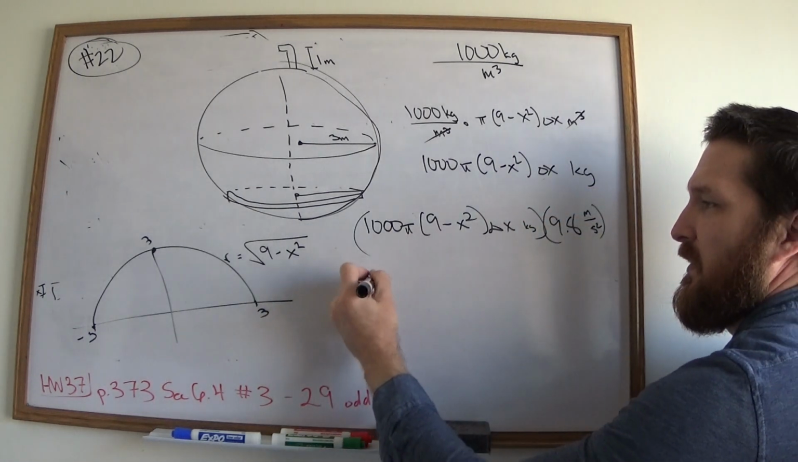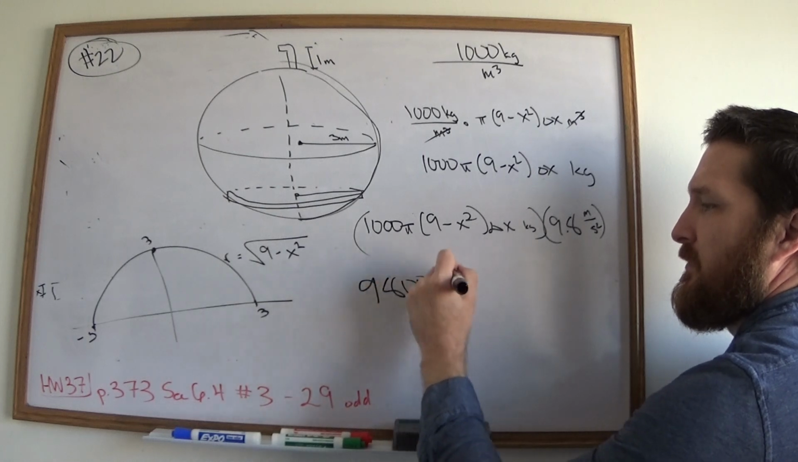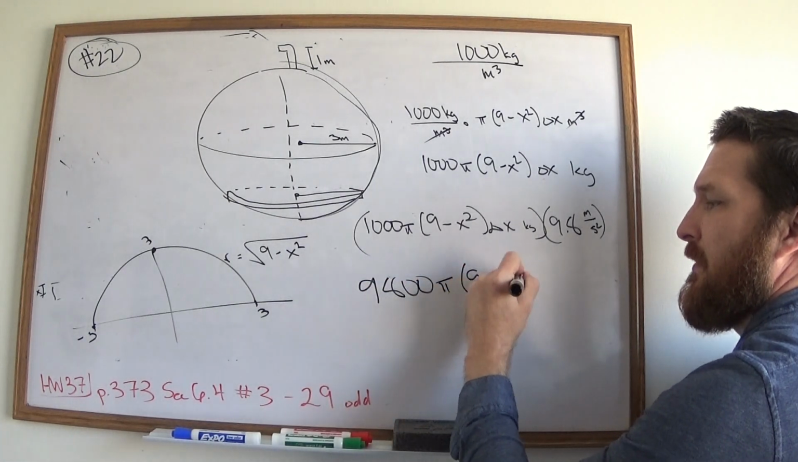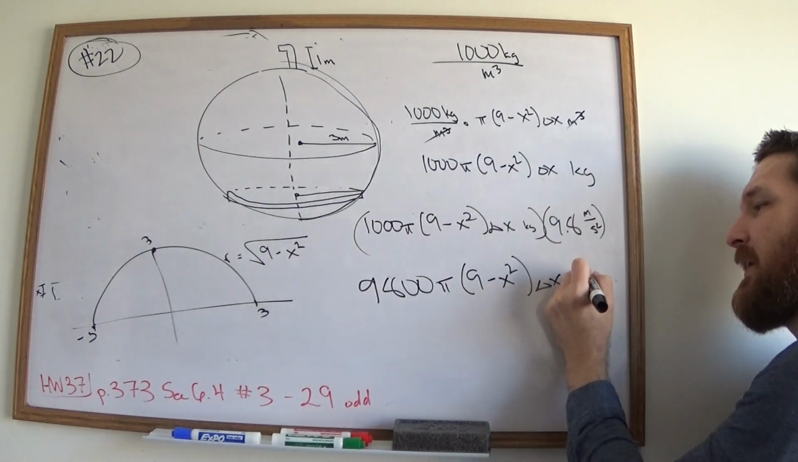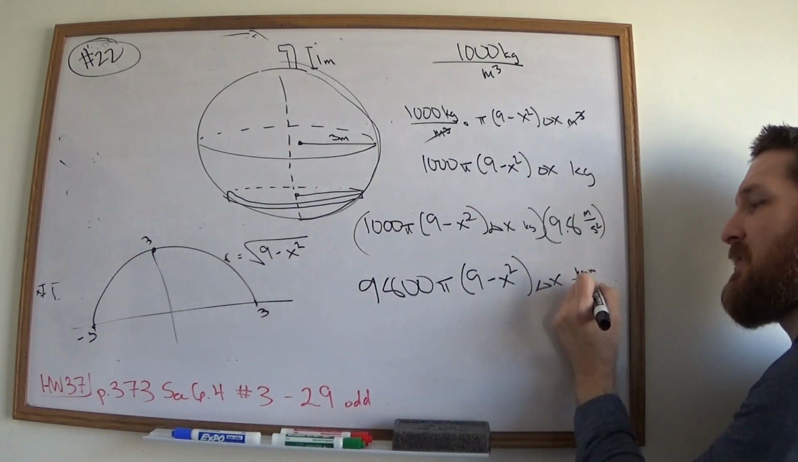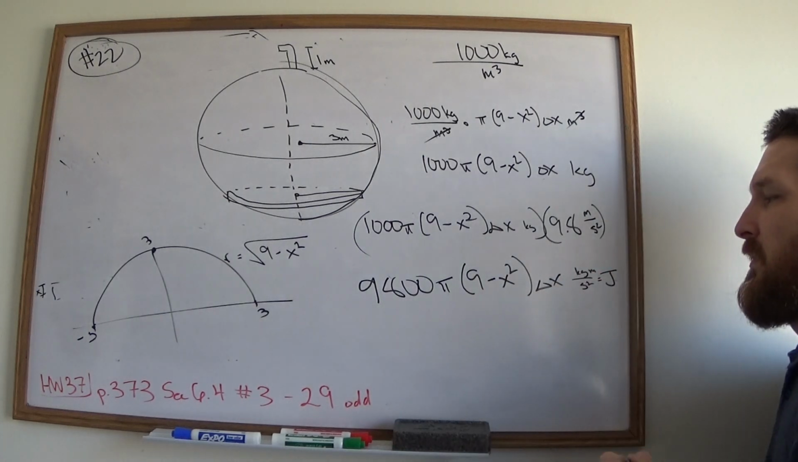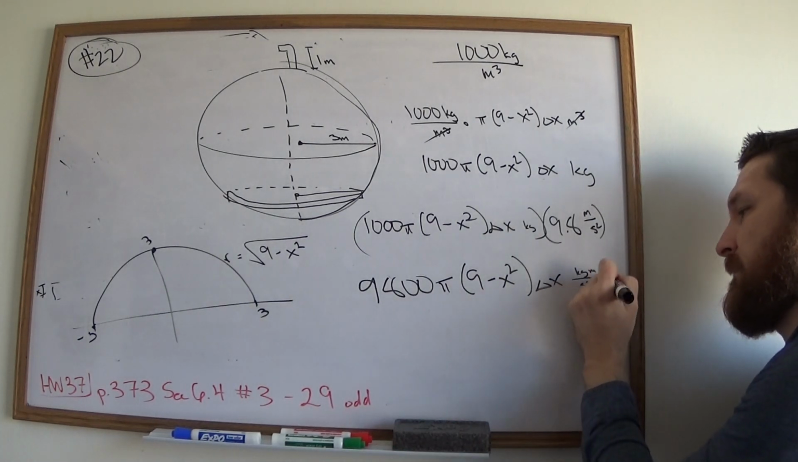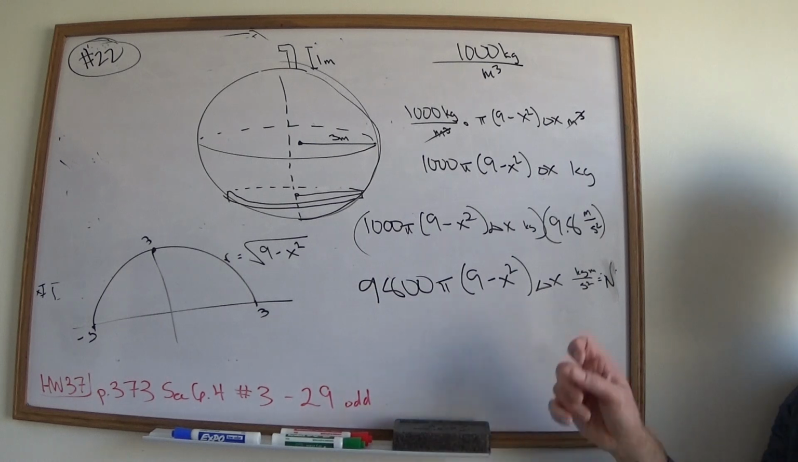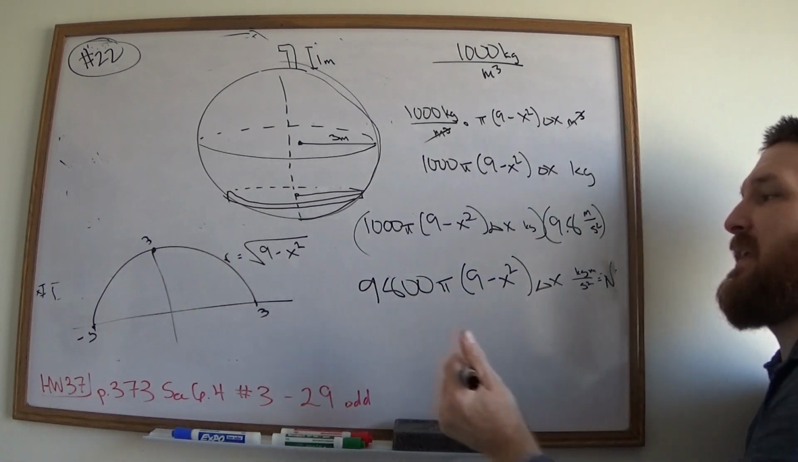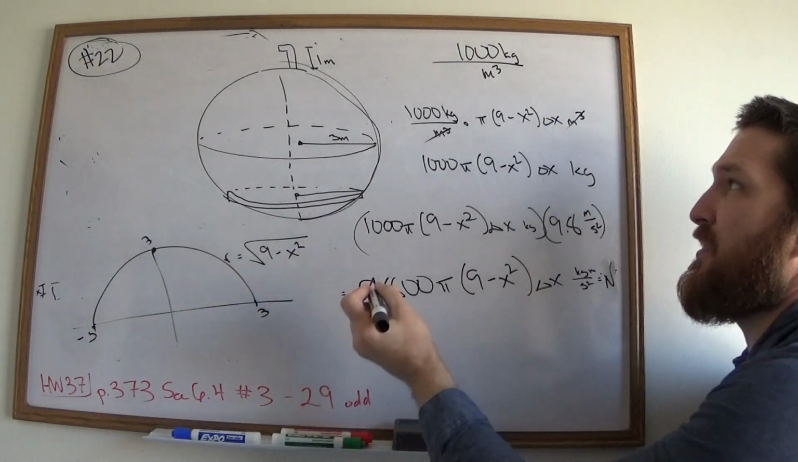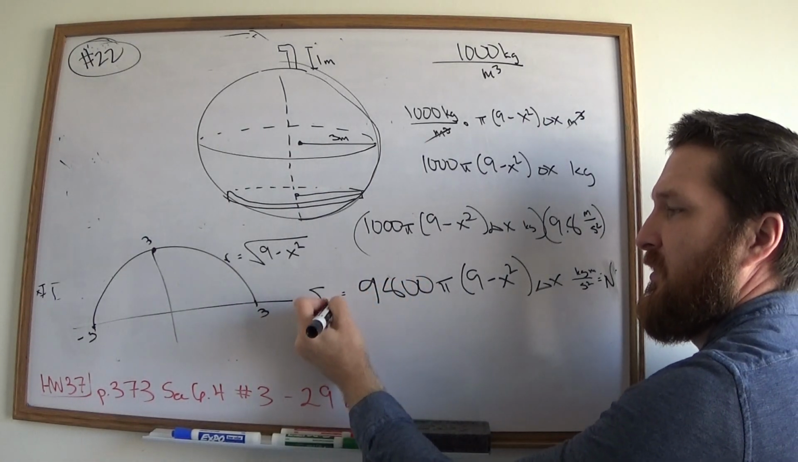So that gives you 9800 pi 9 minus x squared delta x kilogram meters per second squared, which is force, newtons. That is what you need to do there. Yeah. So that's your ith force.